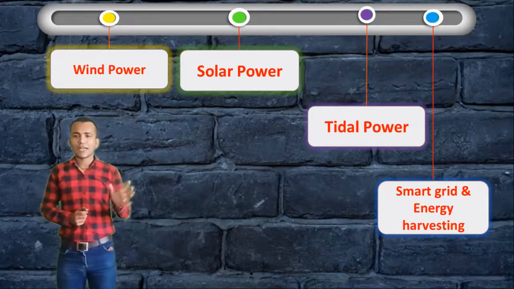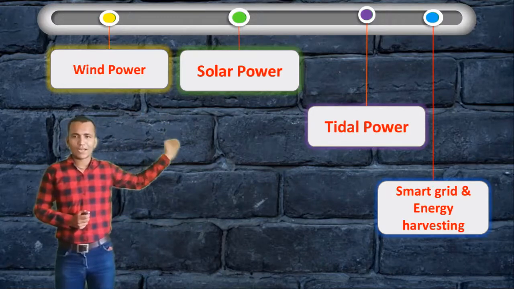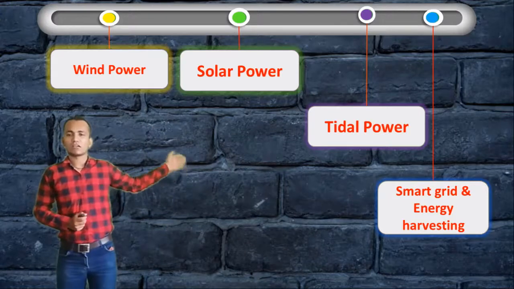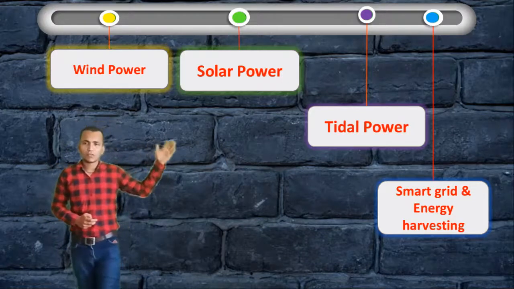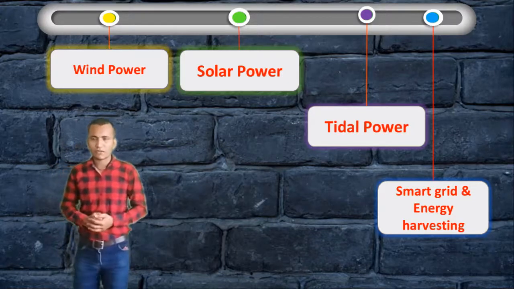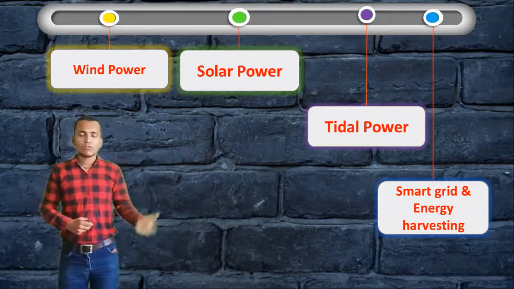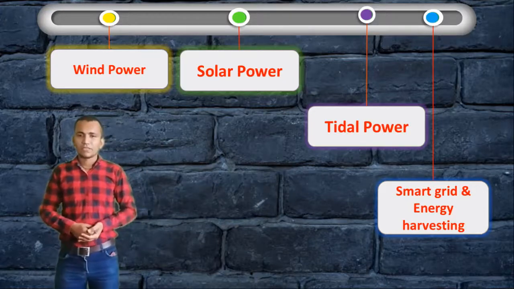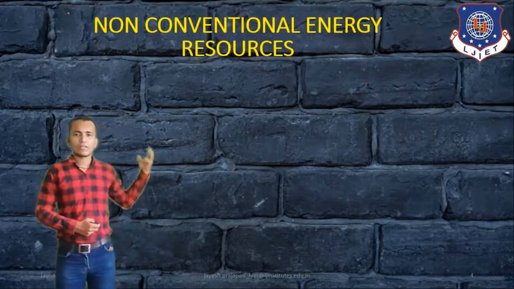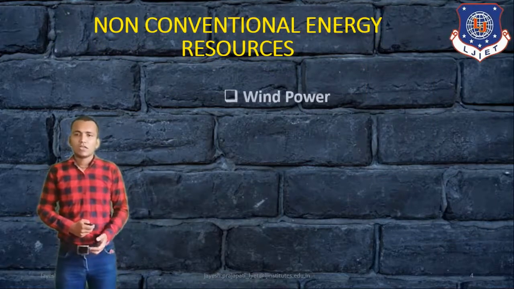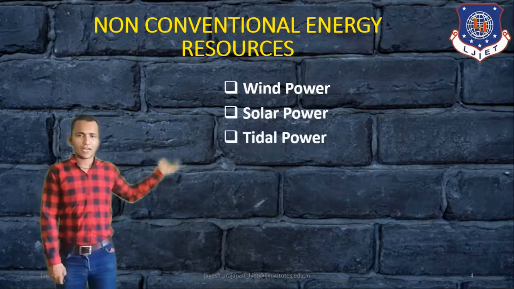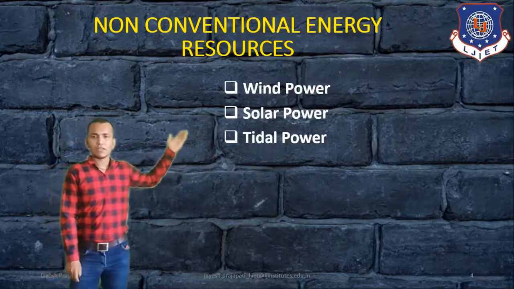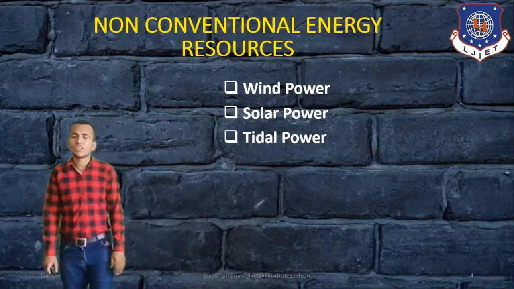So basically we know that wind power, solar power and tidal power are non-conventional sources of energy. We have to discuss these non-conventional sources of energy, the different kinds of non-conventional sources. So let us study the non-conventional energy sources: wind power, solar power and tidal power. That is the syllabus content that we have to study in this chapter.